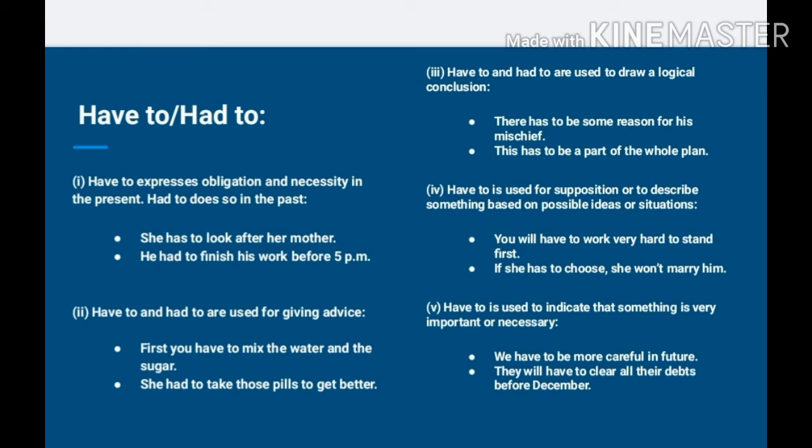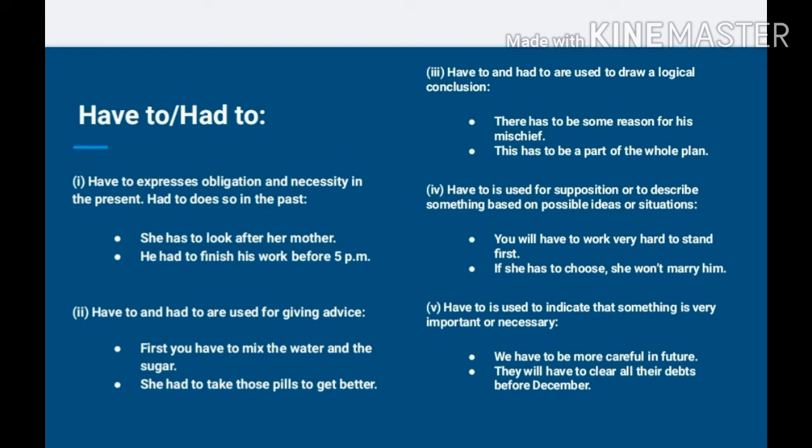Fourthly, have to is used for supposition or to describe something based on a possible idea or situation. Look at the example. Example number 1. You will have to work very hard to stand first. Second example. If she has to choose, she won't marry him. In these two examples, we can see the person is supposing or describing some situation based on some possible ideas. It is not exactly, but it is a guess by the person. In this case, we can use this modal auxiliary have to or had to.